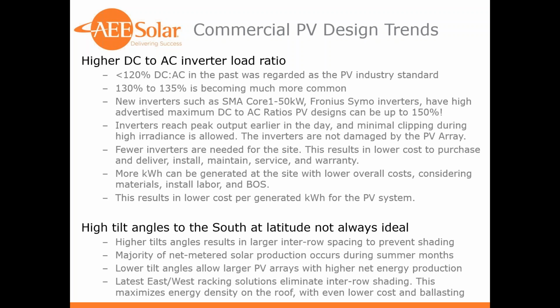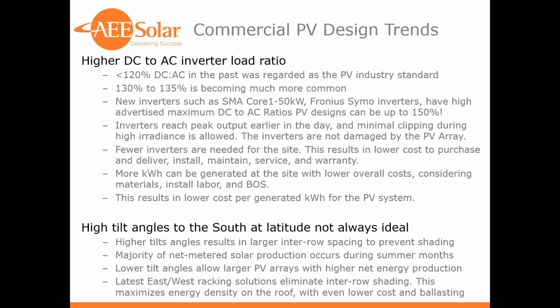So higher tilt angles: it's been common in the past to try to tilt at your latitude to maximize your production throughout the year. But as module prices have dropped, that's less the case. With higher tilt angles, you have to leave much larger inner row spacing to prevent shading. Since the majority of our net metered solar production occurs during the summer months, and most of the country is still net metered, the lower tilt angles actually could benefit there.